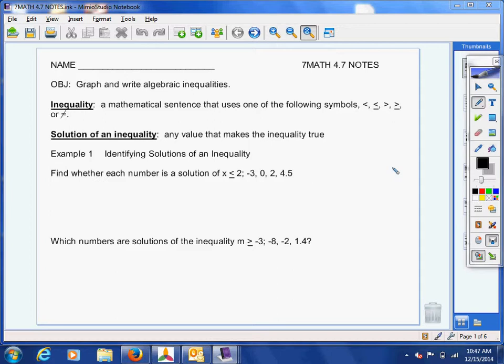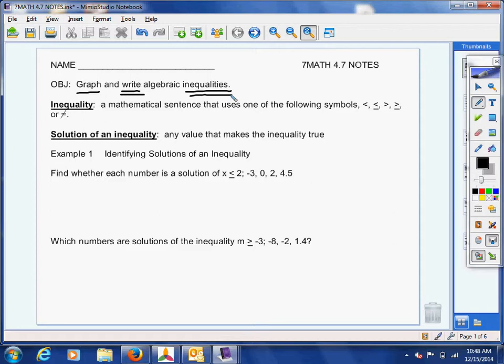Now, today's objective, we're kind of shifting gears just a little bit, and we're going to move into inequalities. We're going to graph, and we're also going to learn how to write algebraic inequalities. Now, an inequality, I have it listed here in your notes. It's a mathematical sentence, and it uses these symbols: less than or equal to, greater than or equal to, or even something like not equal to. That's an inequality as well. When you see an equal sign with a slash through it, that means it's not equal to. It's not equivalent to, okay?